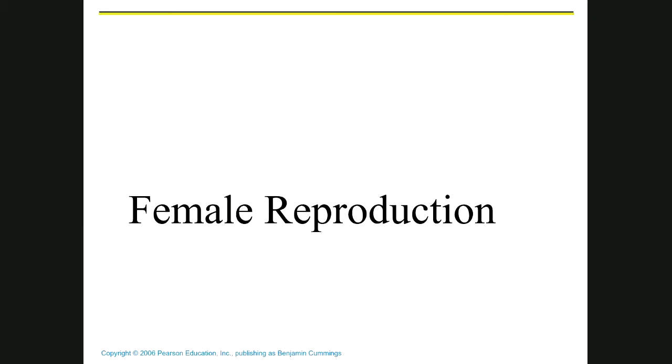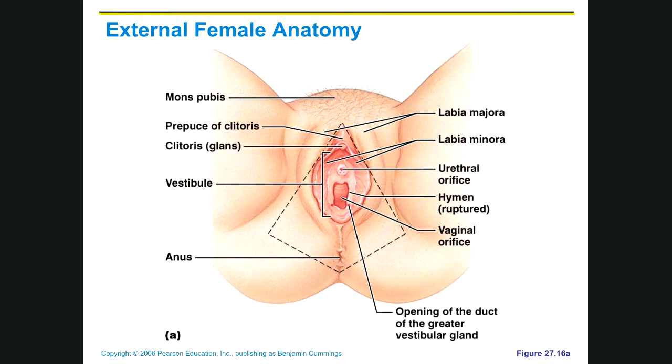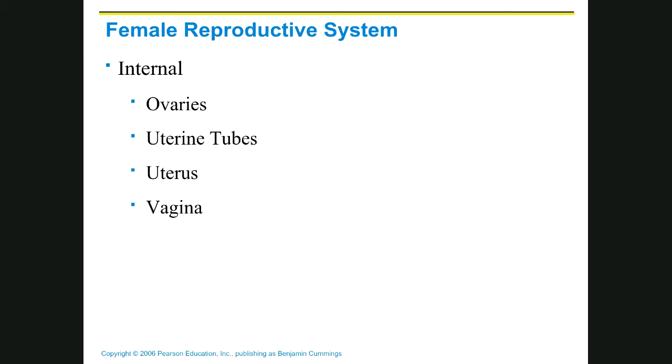So today we're going to be looking at female reproduction. Before we get too much into female reproduction, I just want to point out one thing. If you remember the male, most of the anatomy of the male is external. But if you look at the female, there's very little external anatomy. Almost all of it is internal, and that's what we're going to look at first.